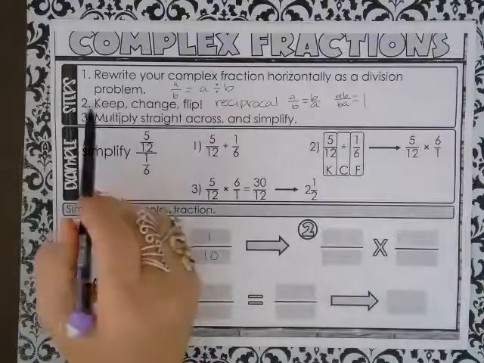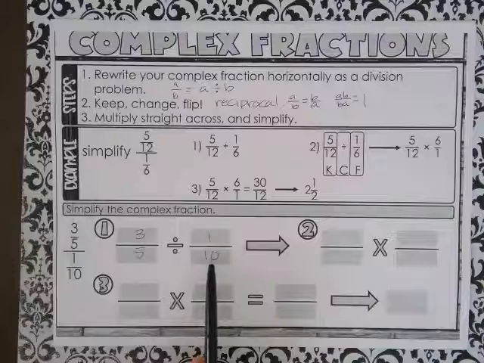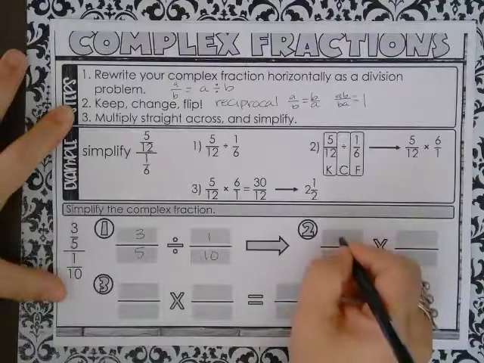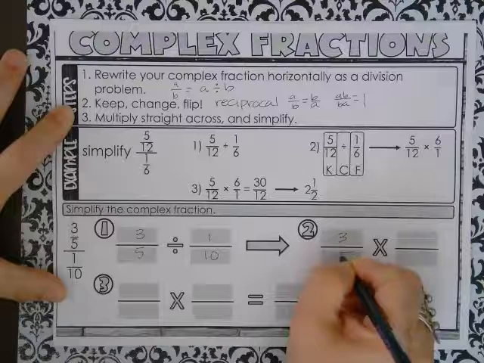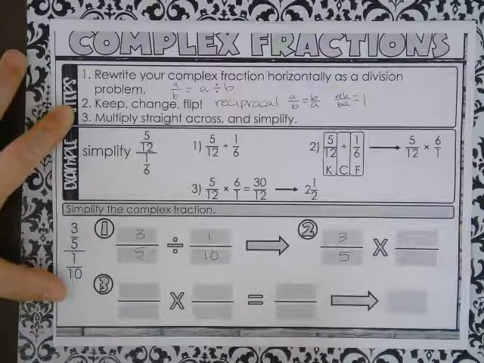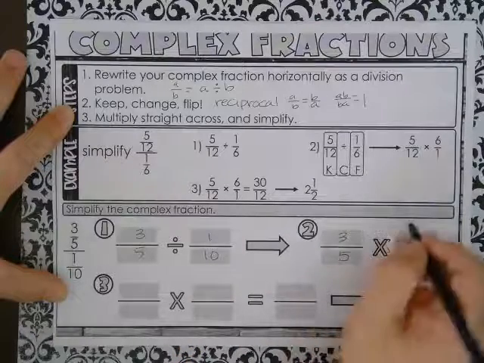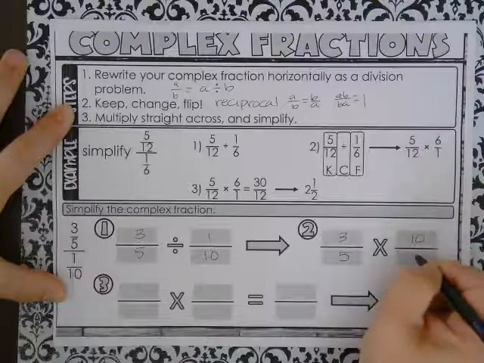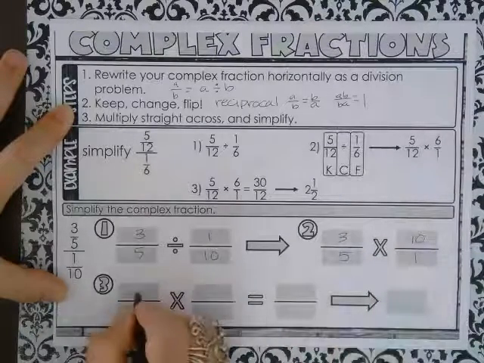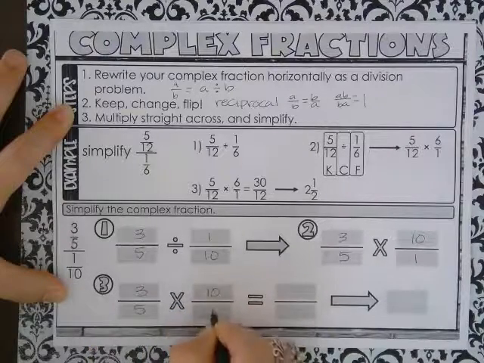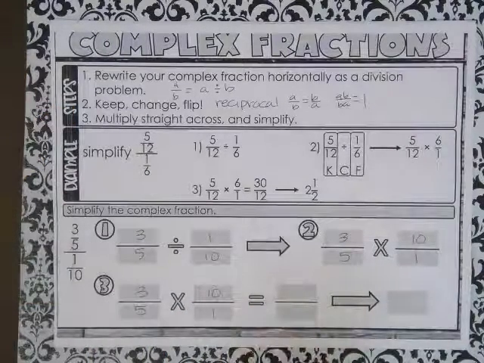That's step one. We've just done it. We've written it as a division problem. The next step is we leave the first number alone. So that's 3/5. We change it from division to multiplication. And then we get the reciprocal of 1/10, or we just flip it, which is 10 over 1. So this is 3/5 times 10 over 1.